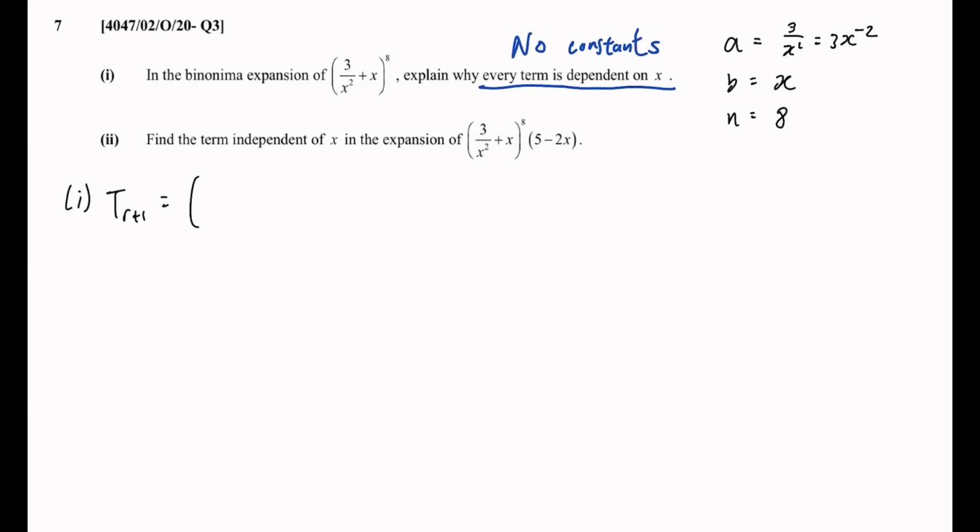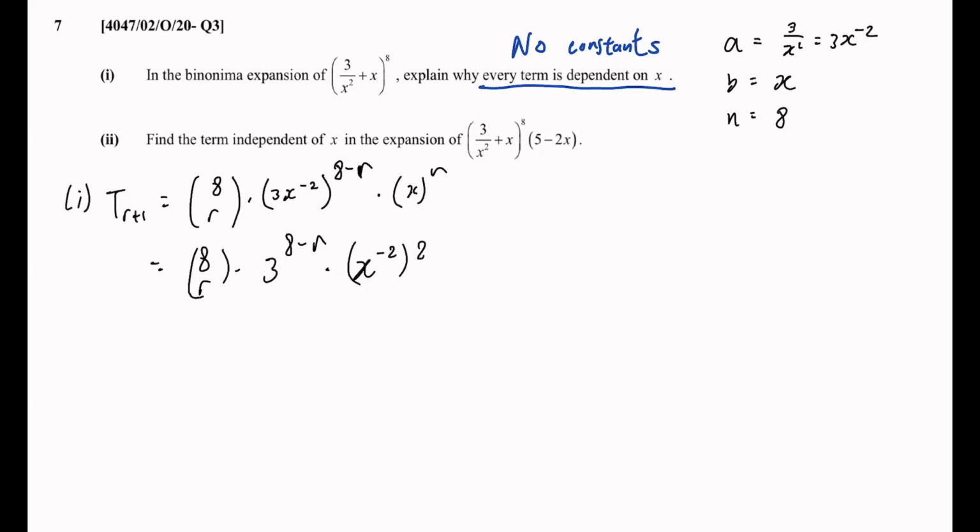So what would it be? Can you remember? 8 choose r times 3x to the power of -2 to the power of n, I mean 8 minus r, then x to the power of r. Good. Okay. Then we simplify. 8 choose r times 3 power 8 minus r times x power -2 times to the power of 8 minus r, which means you need to multiply them. I'll multiply it later. Times x power r.